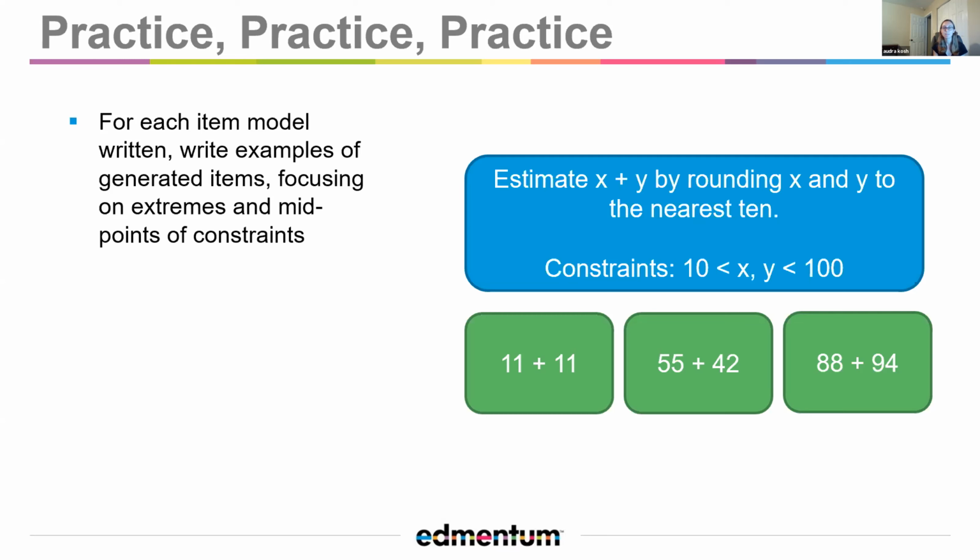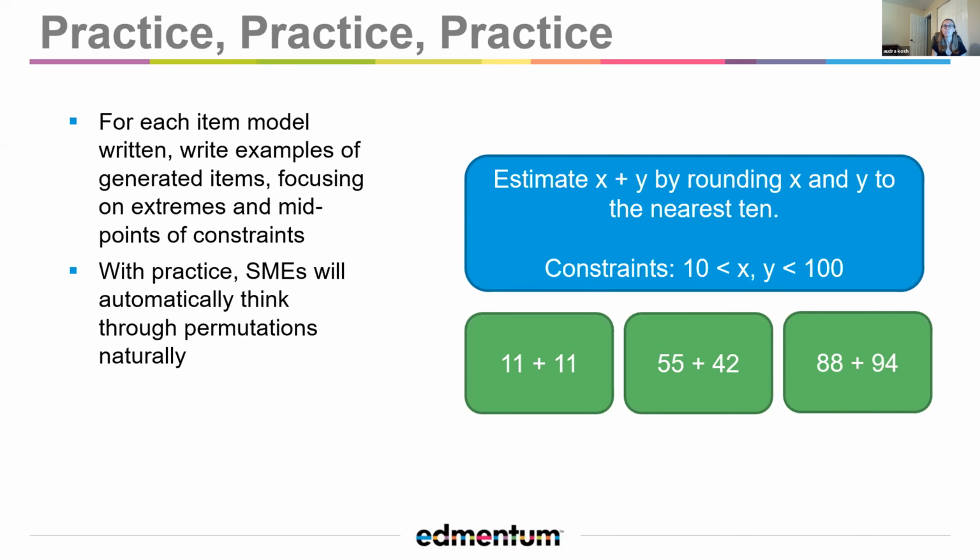Then when I see these example items, it's very clear that 11 plus 11 is a lot easier than 88 plus 94. And although I didn't show a standard that this is intended to align to, I would guess that these three items do not actually align to the same standard. So I can change the constraints as needed to make sure that the alignment stays intact. As SMEs do this more and more, it'll become more automatic. They won't necessarily have to write sample items for every item model. They'll start to more naturally think through all the permutations and develop that sort of crystal ball of what is the universe of items that this item model can generate.